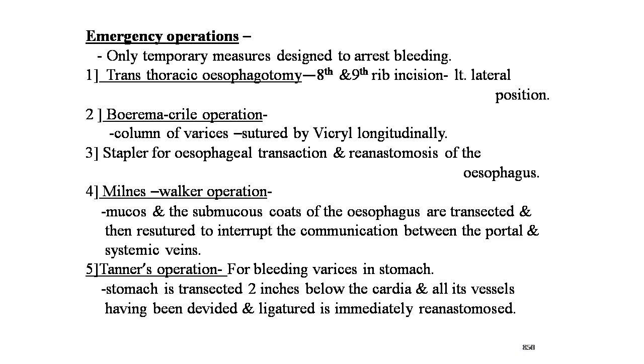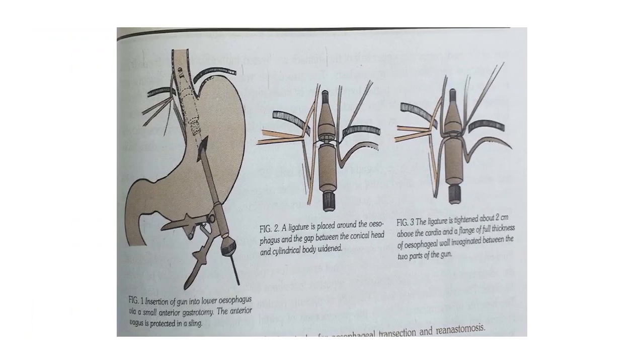Tanner's operation for bleeding varices in the stomach: the stomach is transected 2 inches below the cardia and all its veins are divided and ligated, followed immediately by reanastomosis. These are the emergency operations in severe esophageal varices. Now the diagram showing the insertion of the gun into the lower esophagus via a small anterior gastrotomy. The anterior vagus is protected in a sling.